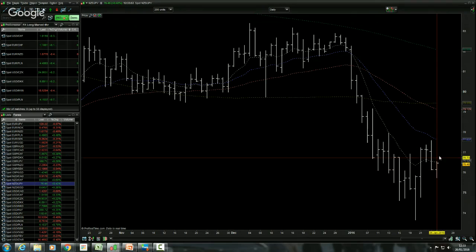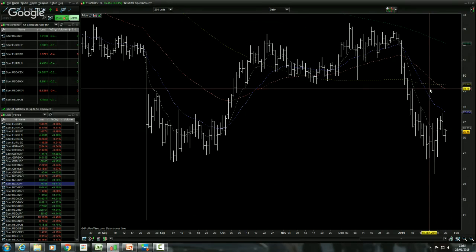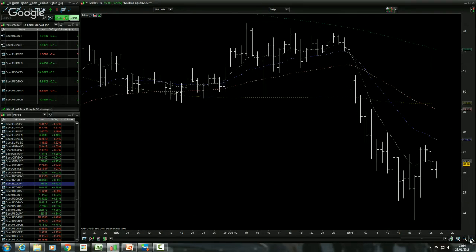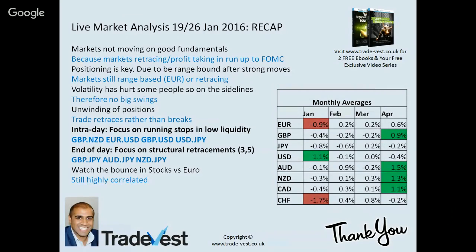Of course, if we start taking out highs and taking out this engulfing bar's highs, I would really wait until we're nearing the 50 moving average or the 79 handle before initiating a short position again. So the game plan worked out fairly well for the past week. And I would still say you've got to watch the bounce in stocks versus the euro.